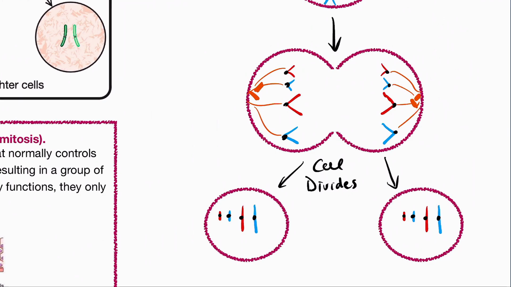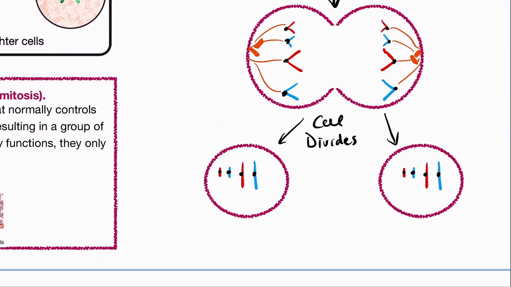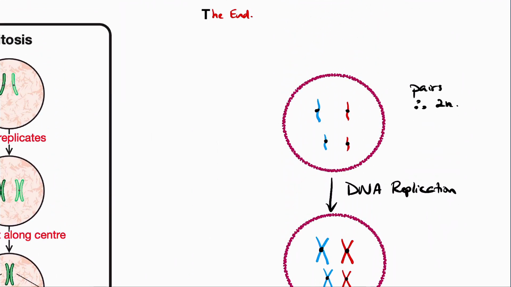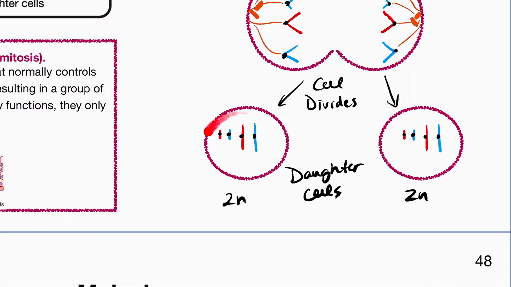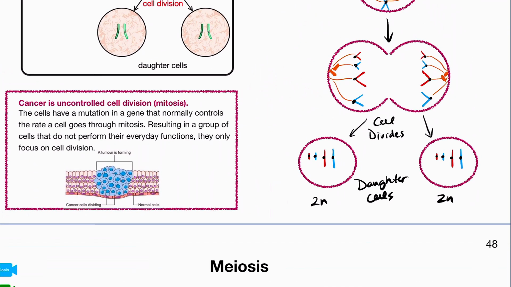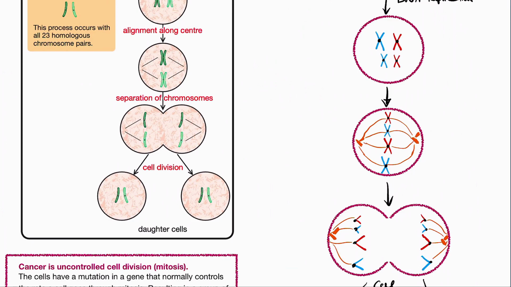So the whole purpose of mitosis is to make identical cells. 2N cell, 2N cells, but we have two of them. These are called daughter cells. They're identical to the parent cell. Mitosis. 2N pairs. That'd be 2N equals 4 there. 2N, 2N. Perfect. Hopefully that cleared some stuff up.